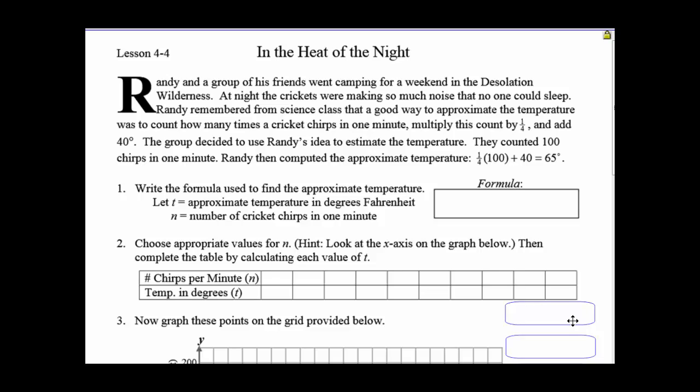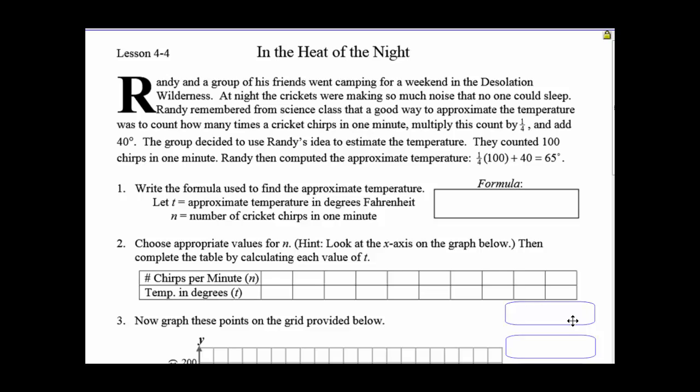Randy and a group of his friends went camping for a weekend in the Desolation Wilderness. At night, the crickets were making so much noise that no one could sleep. Randy remembered from his science class that a good way to approximate the temperature was to count how many times a cricket chirps in 1 minute, and then multiply this count by 1/4 and then add 40 degrees.